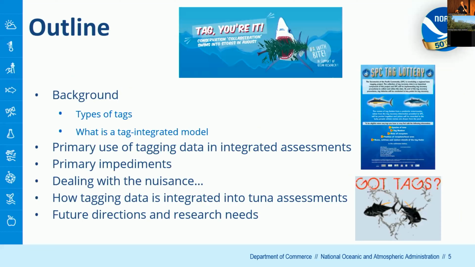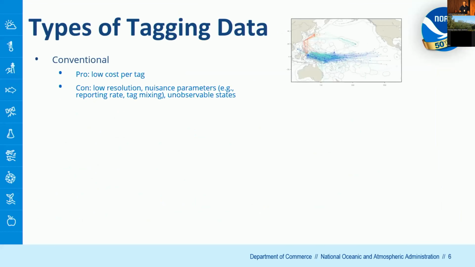I'll go over some slides that Matt put together for how tagging data is used in the tuna world, and just some future directions that we discussed. This is just basic, there's multiple kinds of tagging data. I think the one that we're going to talk about the most today is conventional tagging. And there's obviously pros and cons to all these different tagging types.